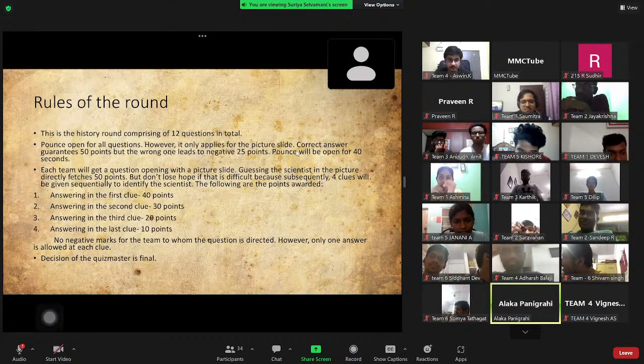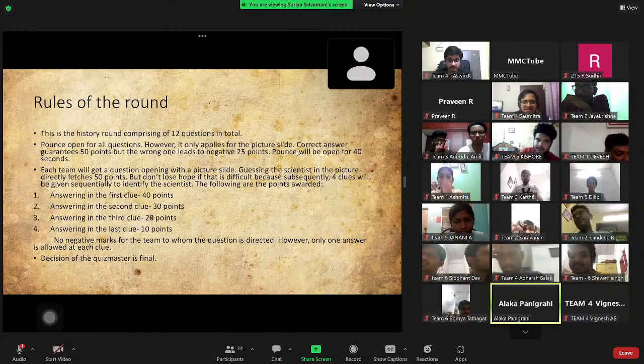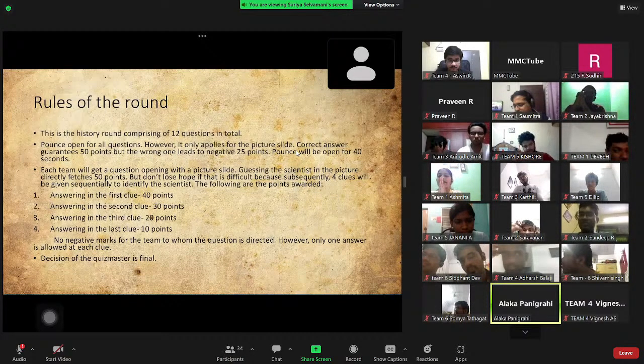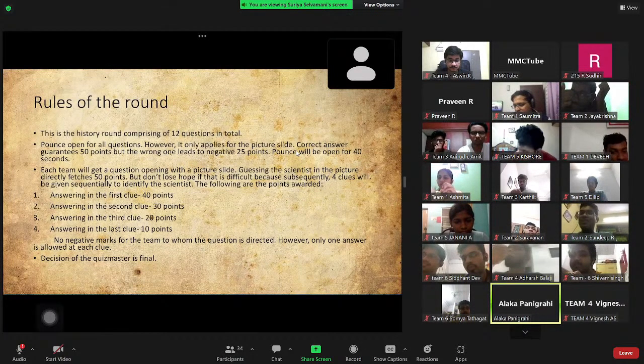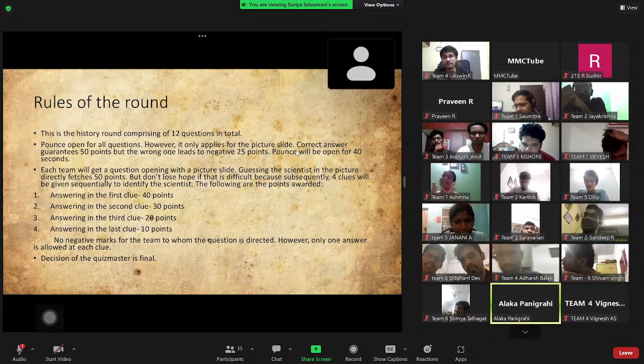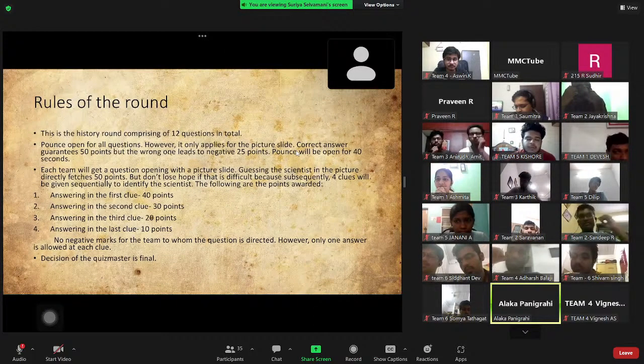However, there is no negative marking to the direct team to whom the question is asked. But only one person can answer to each clue. You cannot have multiple answers for a displayed clue and then tell me to move on to the next clue. It's only going to be one answer, and then eventually I will move on to the next clue. And then the pounce applies to this round. The pounce will only be open for the picture slide of the scientist. There is no pounce for the clues that I'll display.